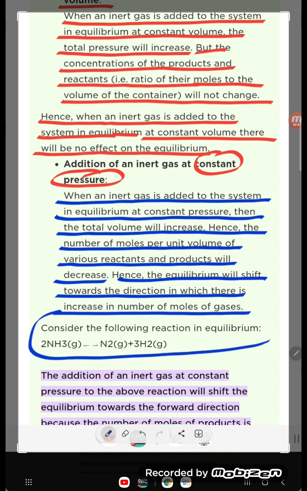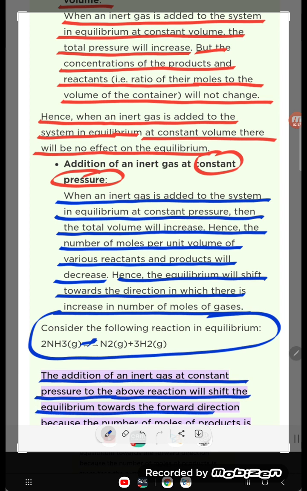You can see, consider the following reaction: 2NH3 gives N2 plus 3H2. The addition of inert gas at constant pressure to the above reaction will shift the equilibrium towards the forward direction because the number of moles of products increases, student. So this is the answer, student.